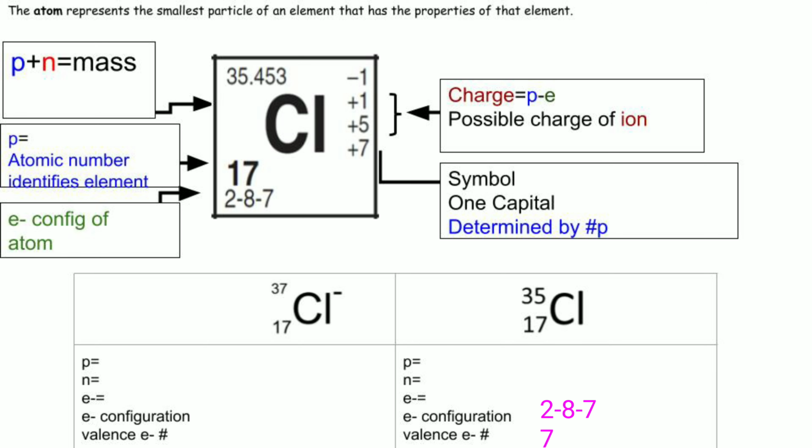Since this is an atom, as indicated by no charge in the upper right-hand corner, you can simply copy the electron configuration from the periodic table. This atom of chlorine 35 has an electron configuration of 2-8-7, and the rightmost number, the furthest from the nucleus, is 7, so the valence number is 7.